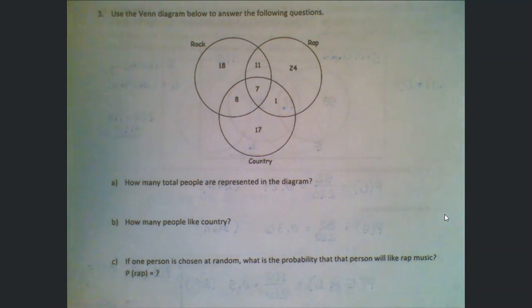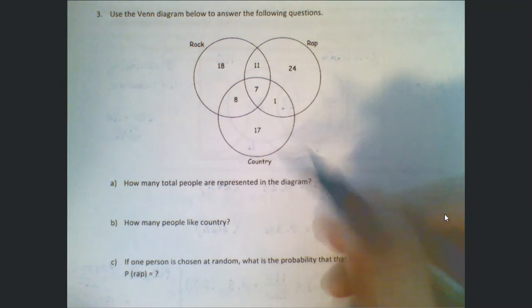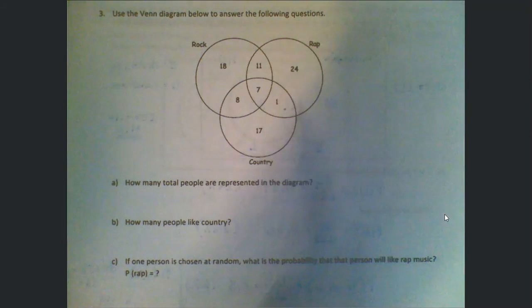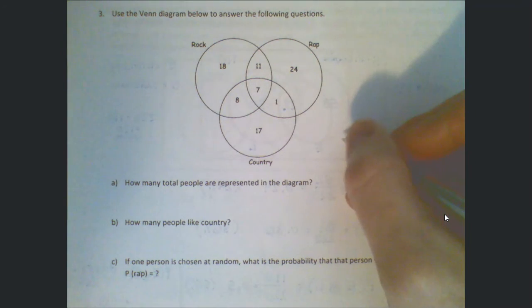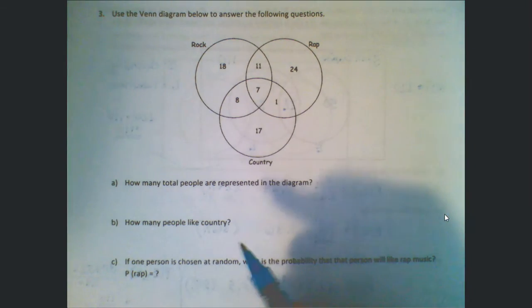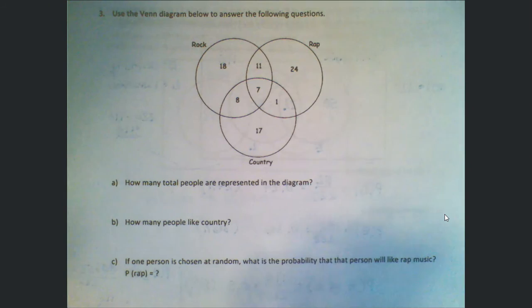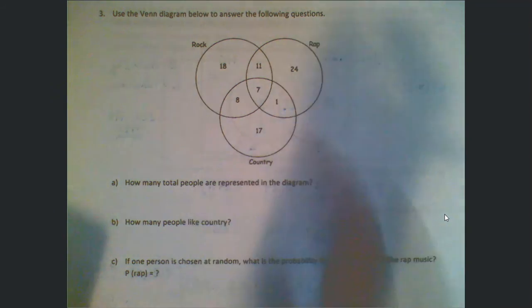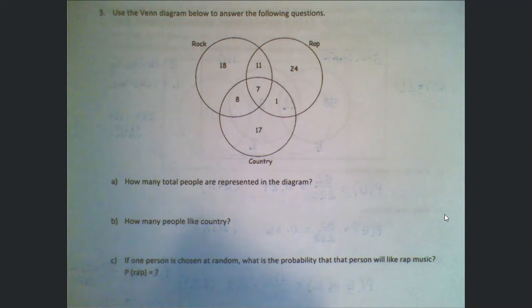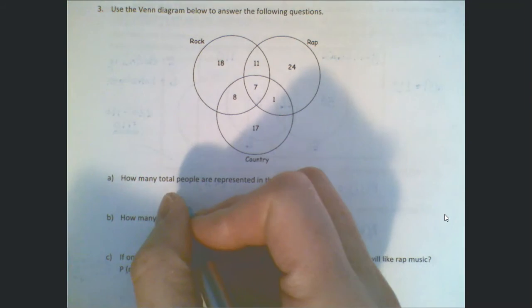Okay, so we've got people that like rock, people that like rap, and people that like country. And there's a universal set here of people that like music in this case, but there's no numbers outside here in the universal set. So therefore, we can assume that no one in this case is there that doesn't like any of these things. So we're making that assumption because there's no data on that. It says how many total people are represented in this diagram.